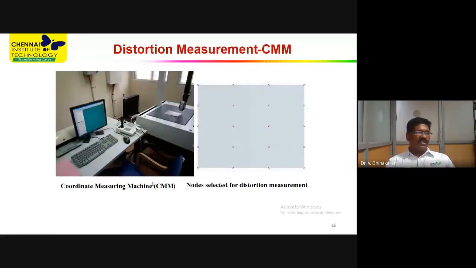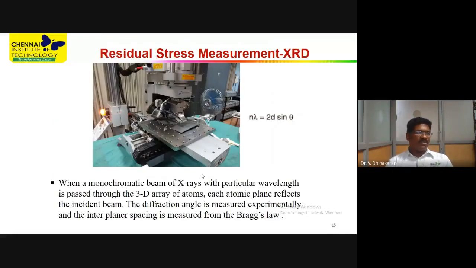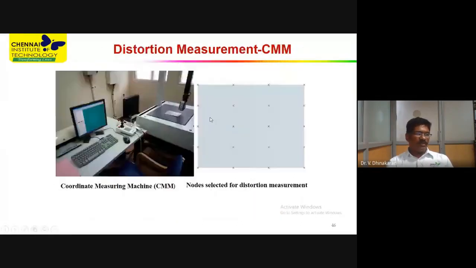Then, if you look at the figure, you are able to see the distortion. The distortion has also been measured using the CMM machine, which is available at the Defence Research and Development Organisation in Bangalore, GTRE, the Gas Turbine Research Establishment. This also is a very costly machine. There is also an XRD machine, which uses Bragg's law to find the stress in a particular component. This is also available in the GTRE DRDO lab in Bangalore.